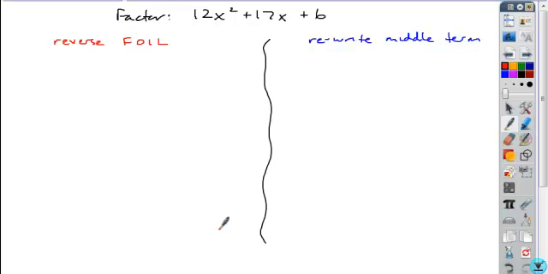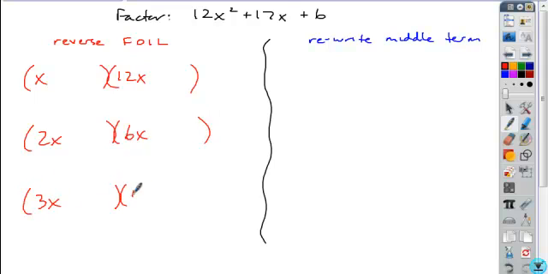All right, so let's take a look at the reverse FOIL method first. If we look to see what are the possible combinations of first terms that would yield 12x squared, we have x and 12x, we have 2x and 6x, and we have 3x and 4x. Those are our possible combinations for the first terms.